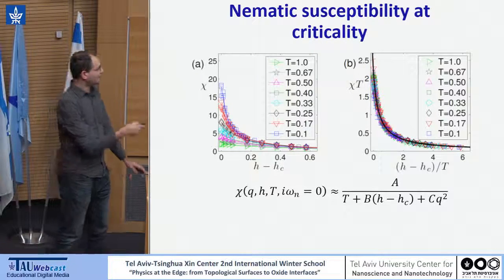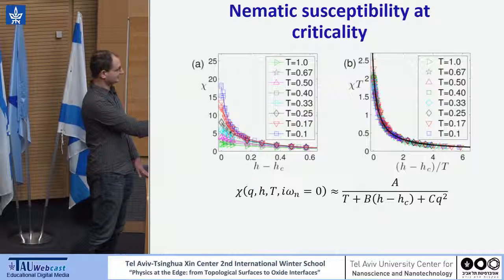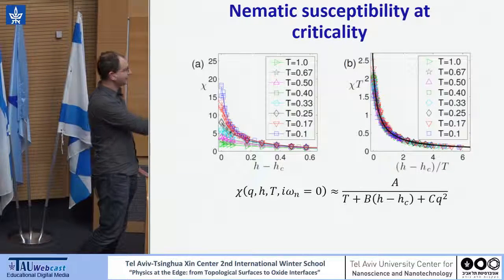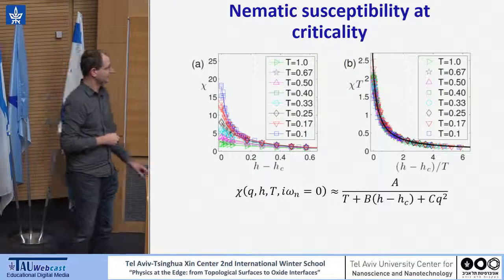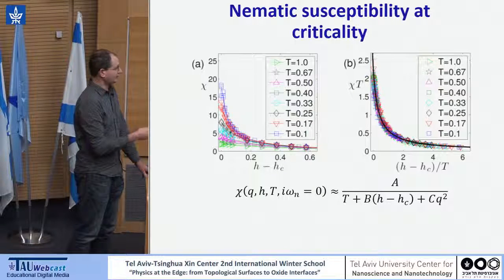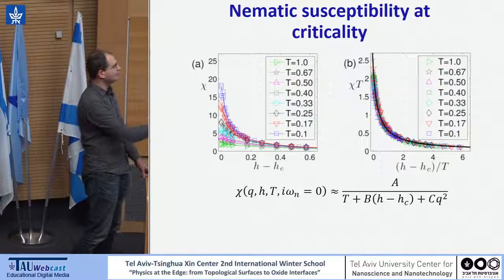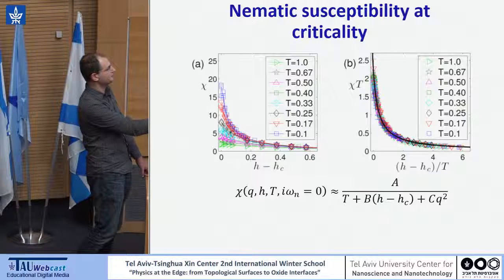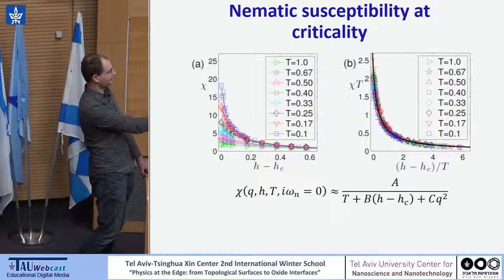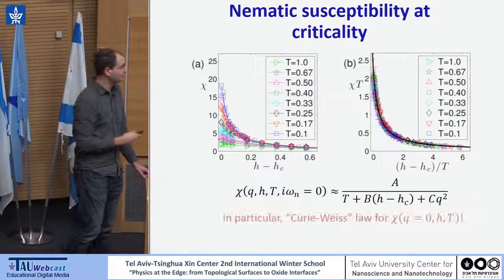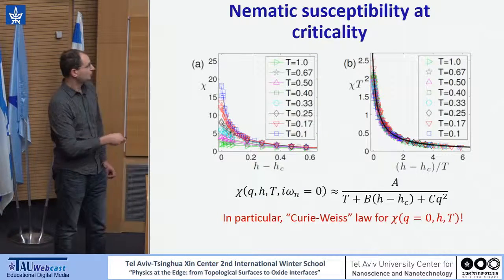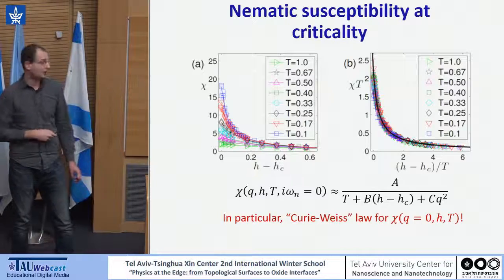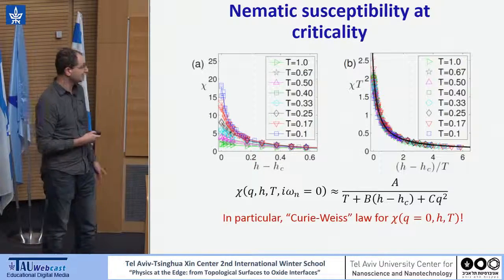And it turns out that all the data as a function of temperature, h minus h_c, and wave vector, at zero Matsubara frequency, can be collapsed onto this simple form. So the exponent of the critical temperature as a function of h minus h_c can actually be read off from here. That's when this thing diverges at q equals zero. In particular, for q equals zero as a function of h and T, we get the same kind of Curie-Weiss law that they actually saw in the elastoresistive measurements.